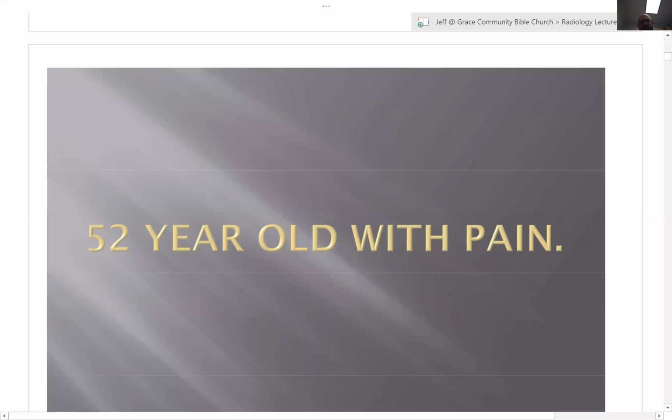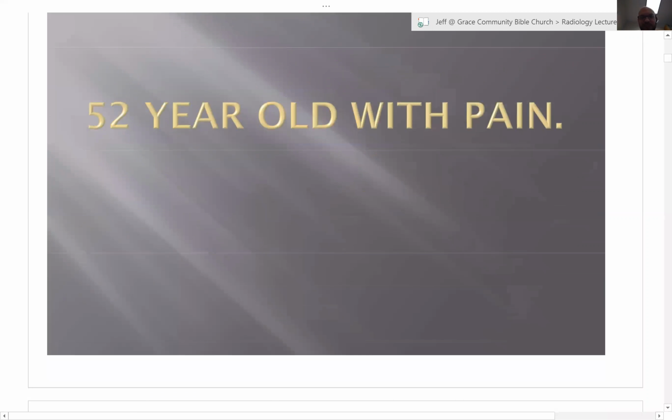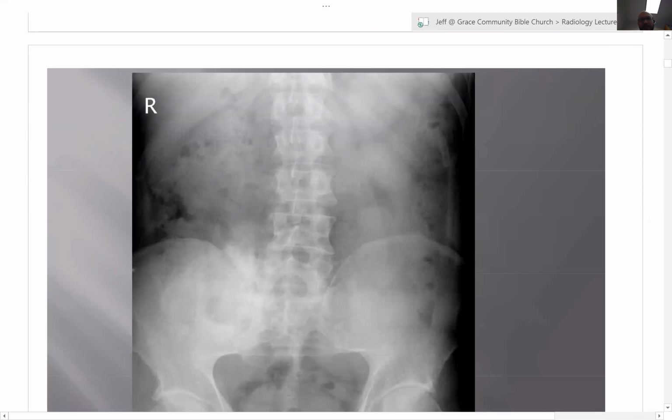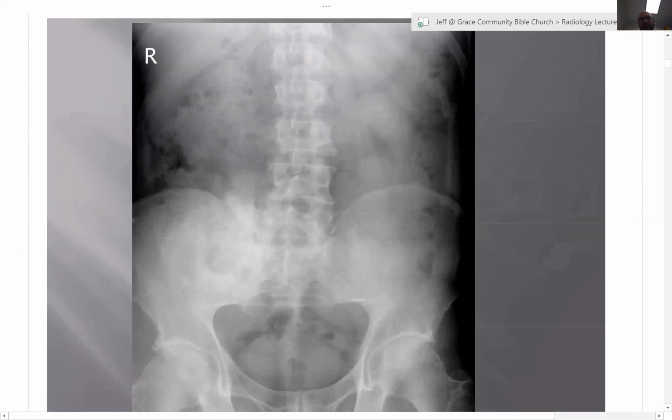First case is a 52-year-old with pain. It's not much of a history, but that's all I had. That's all that the doc sent in to me. So there it is. Here's the first picture. All right, AP lumbopelvic film. So I'm going to shut up now, but here's what I want you to do.